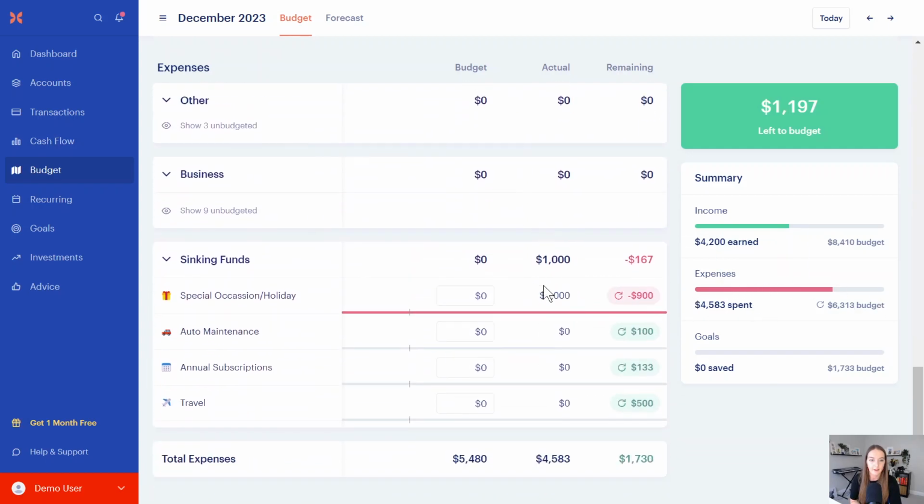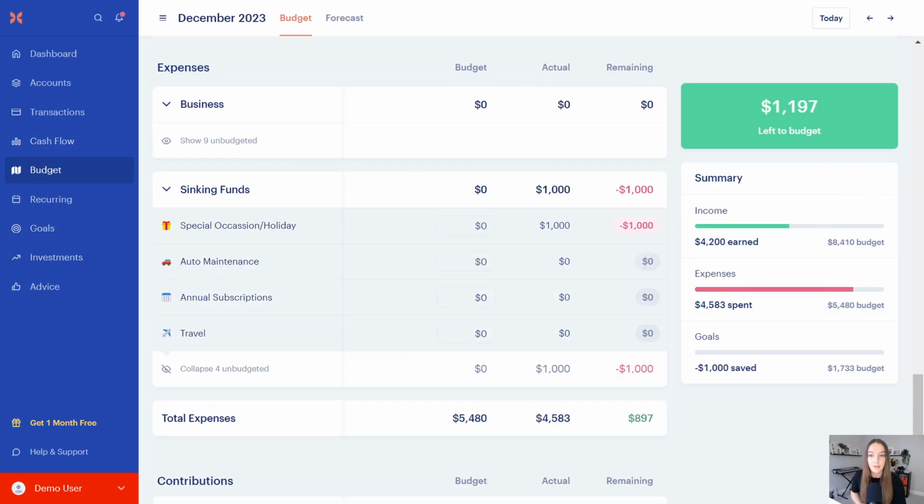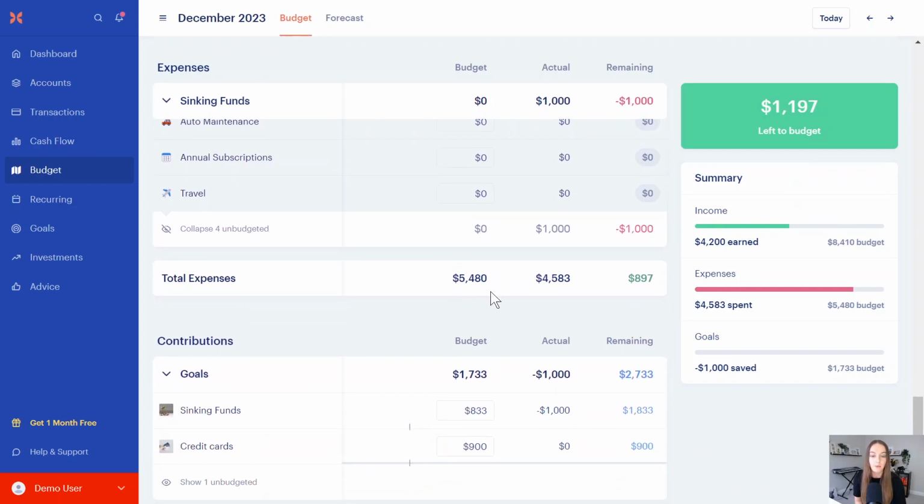And now you have a $1,000 deficit. Of course, I don't want the rollovers either if you're going to do this method, so I'm going to turn those off. All right, so now in the month of December, I spent $1,000 on Christmas. I withdrew from my sinking fund account, that joint account, $1,000 to pay off the credit card.